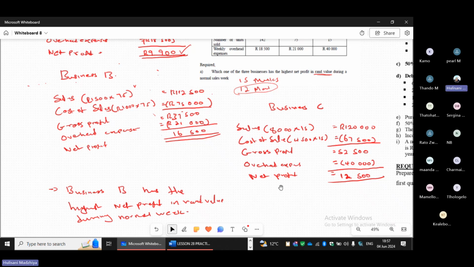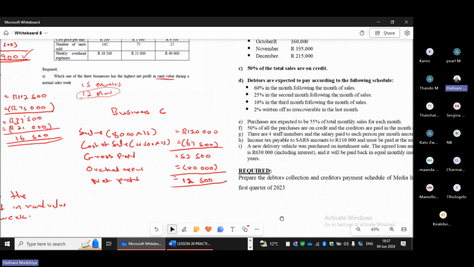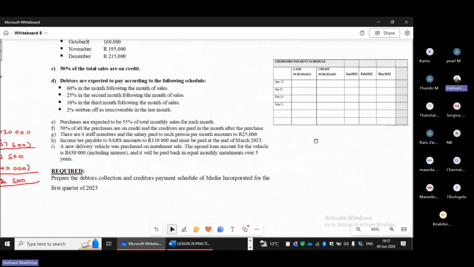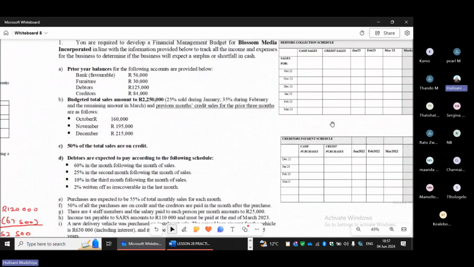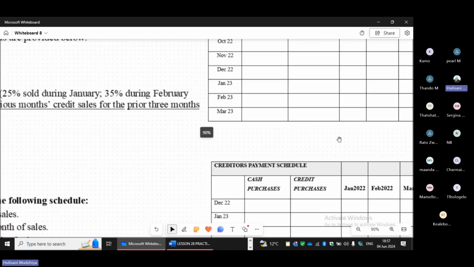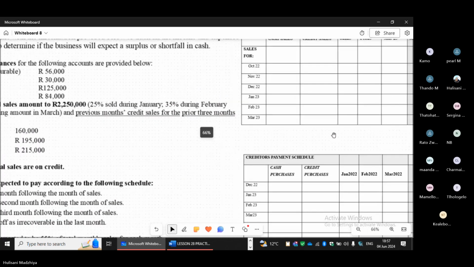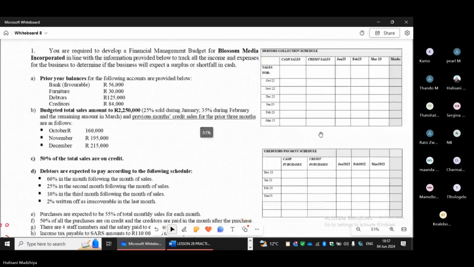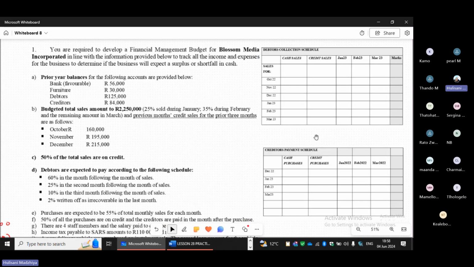Okay, let's move to number 2, which is the cash budget, the one that holds a lot of marks for you during your assessment. Can you all see my information properly?